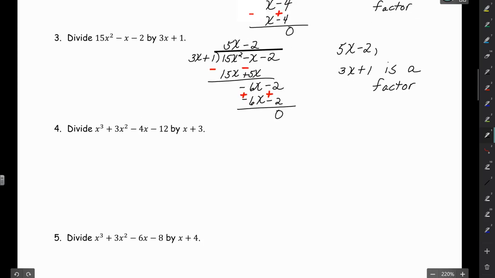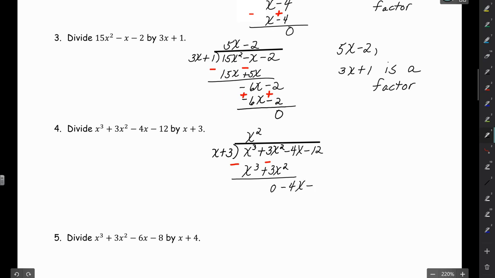Okay, 2 more. Hopefully you're starting to feel pretty good about these. So we're going to set it up. All right, x times what gives me x cubed? That would be x squared. And then x squared times 3 gives me 3x squared. Sign change. We get 0. Bring down the minus 4x and bring down the minus 12.